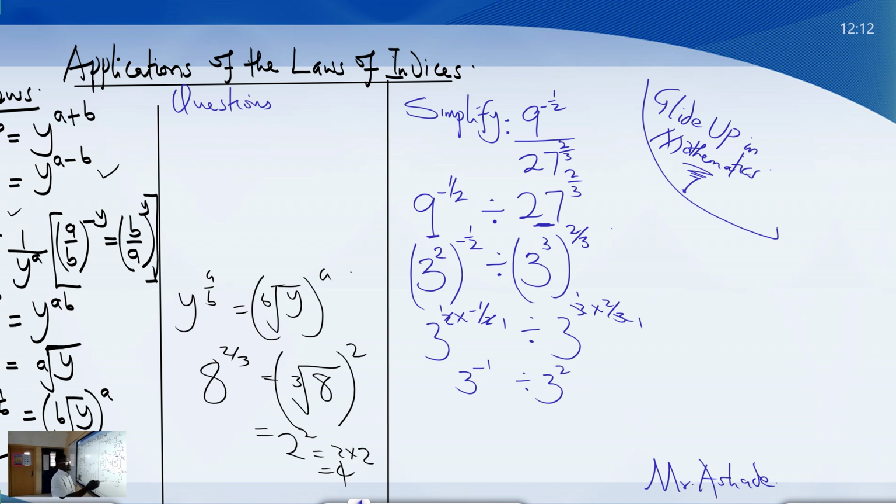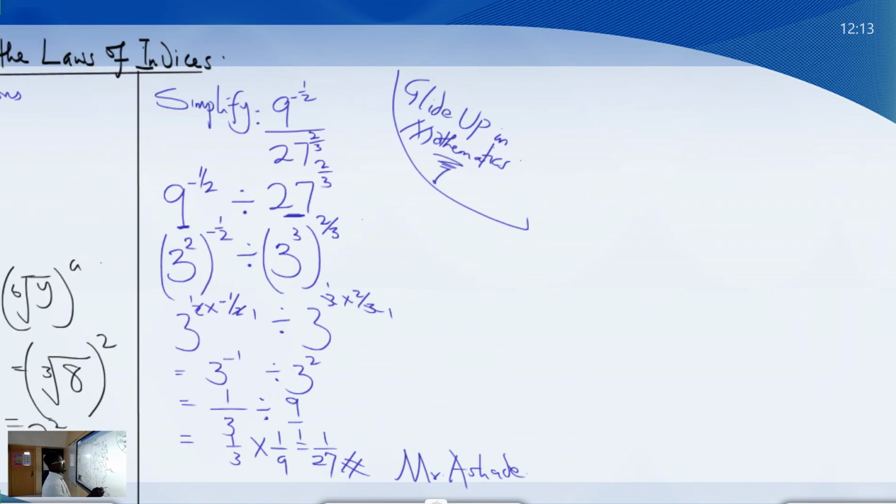So at the end of the day, 3 raised to power minus 1, that is negative index. You take the inverse, that is 1/3. Divided by 3 squared is 3 times 3, which is 9. This is 9/1. So when we flip the other side, we change to multiplication. To flip the other side, we have 1/9, and this gives me 1/27, which is my final answer. So I hope that is clear. Alright, we'll look at another question.